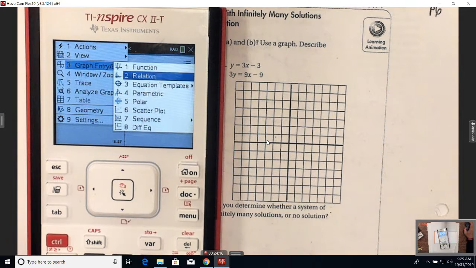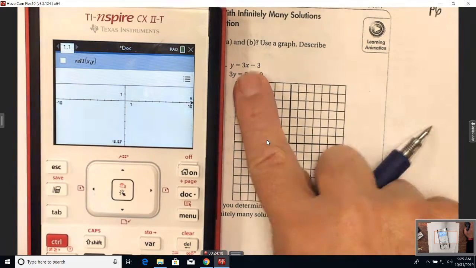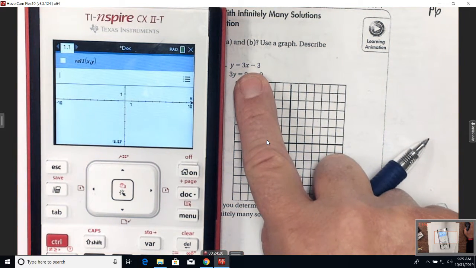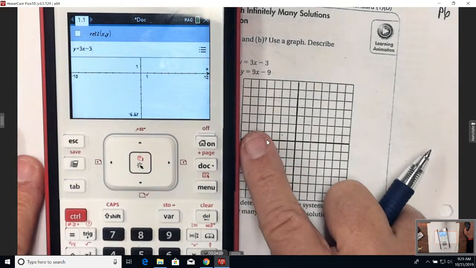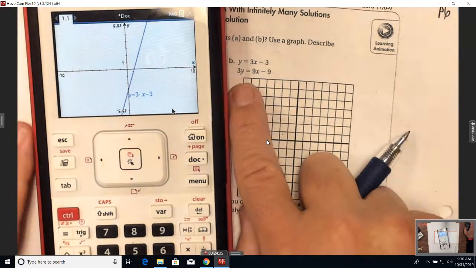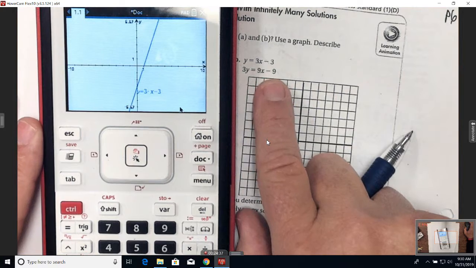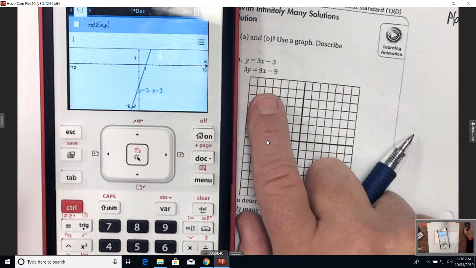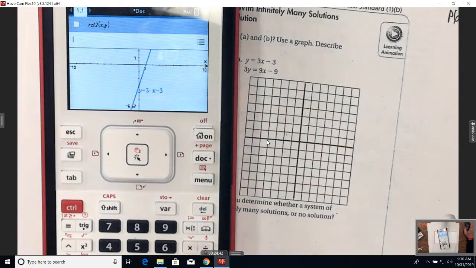go to number 2 to change it to a relation, and let's graph y equals 3x minus 3. Everybody understand how to put that in there? And then just hit enter. And then let's graph the second one. The second one is 3y is equal to 9x minus 9. It's so easy to graph that. I just hit tab and type it in exactly the way it's given to you. And your calculator's so smart, it'll do it for you.